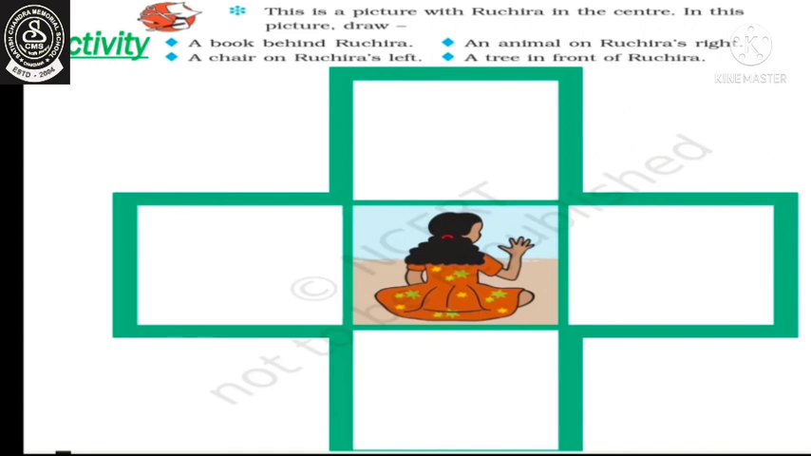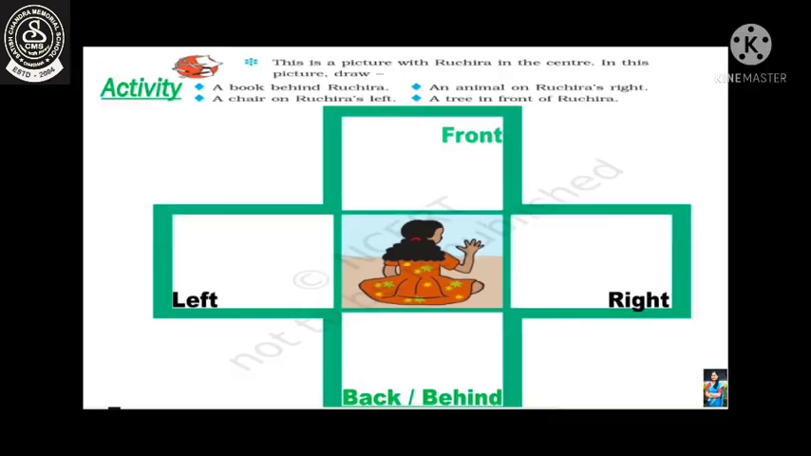I hope you all remember the directions that we have learned. So let's start. As per the question, at first we have to find out the behind of Ruchira. So see, I have written this is back or behind Ruchira. Then we have to find out the left side of Ruchira. So I have written left. See, this is the left side of Ruchira.